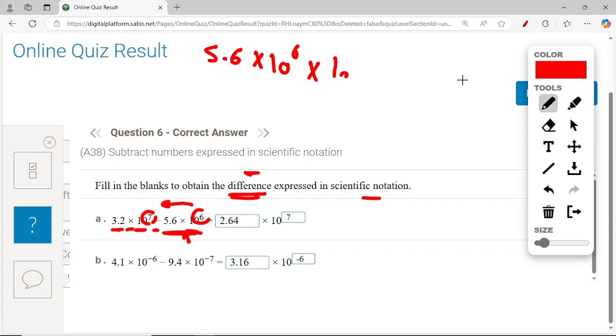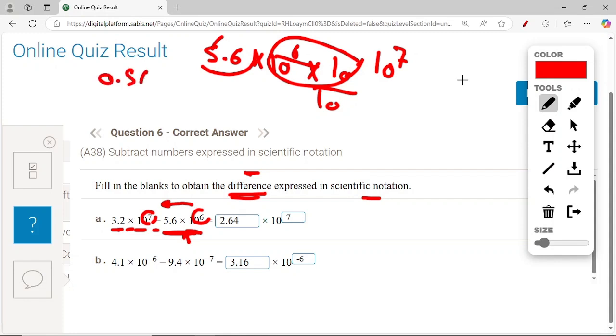So I will multiply by 10 and divide by 10. Okay, so this one will be 10 to the power of 7, and 5.6 divided by 10 will be 0.56 multiplied by 10 to the power of 7. So now because I have the same power of 10, I can do the subtraction now. So it will be 3.2 minus 0.56. So let's do the subtraction here.